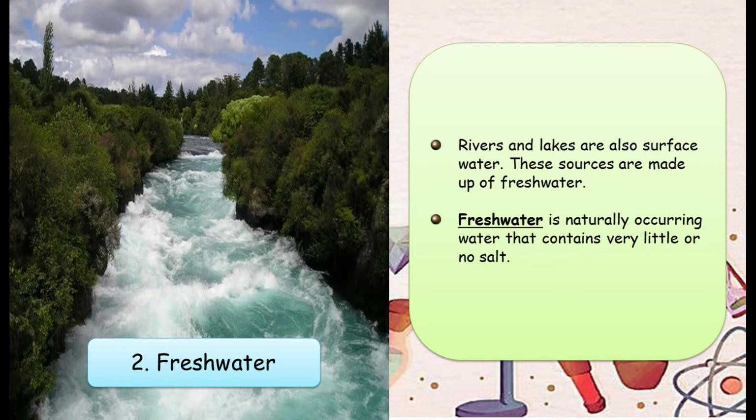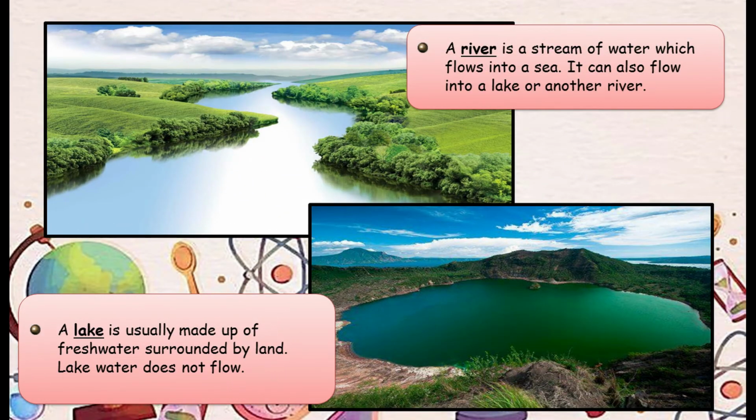Fresh water. Rivers and lakes are also surface water, just like seas and oceans. But these sources are made up of fresh water. Fresh water is naturally occurring water that contains very little or no salt. A river is a stream of water which flows into a sea. It can also flow into a lake or another river. A lake is usually made up of fresh water surrounded by land. Unlike a river, lake water does not flow.